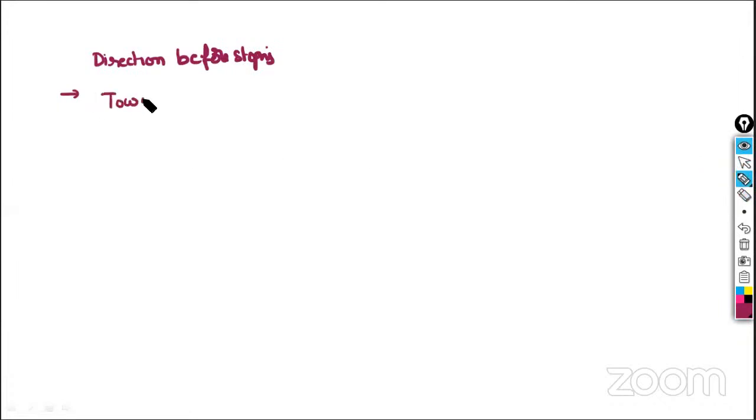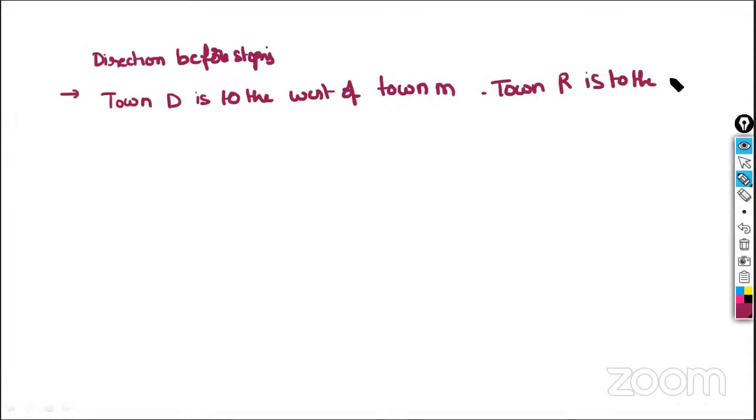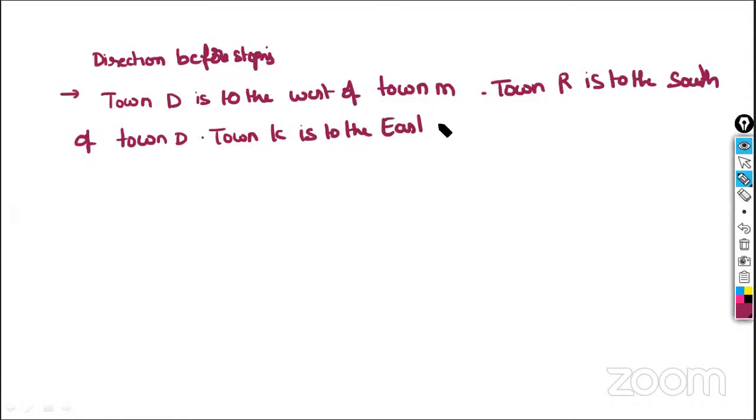Simple question. Town D is to the west of town M. Town R is to the south of town D. Town K is to the east of town R.